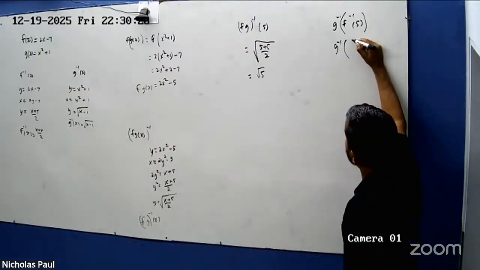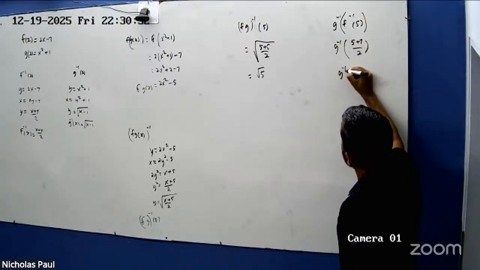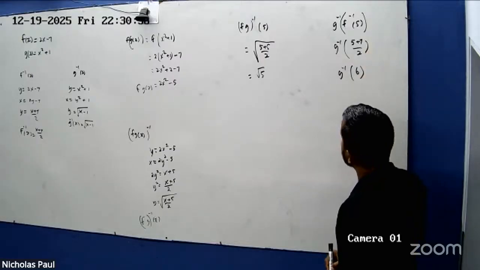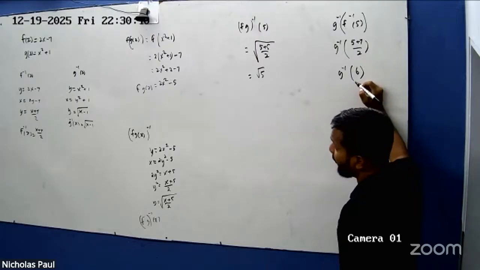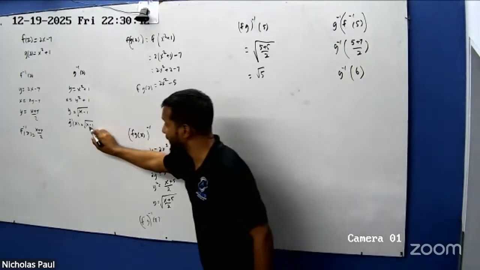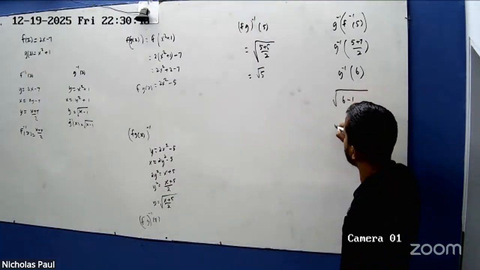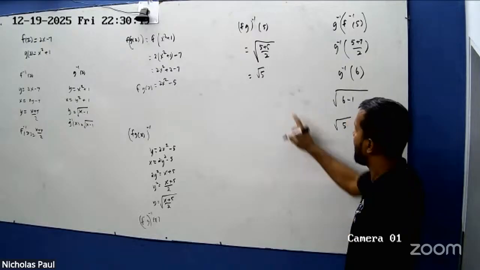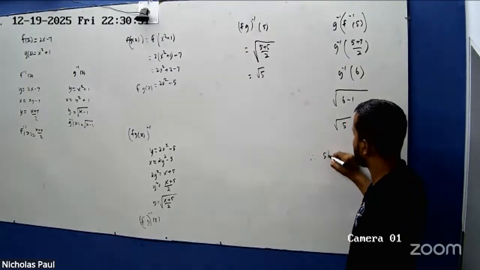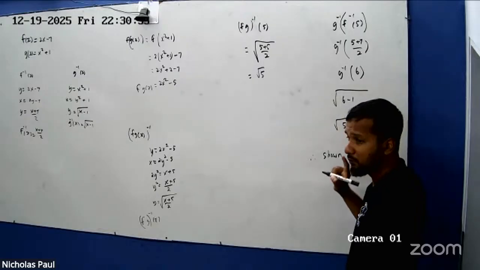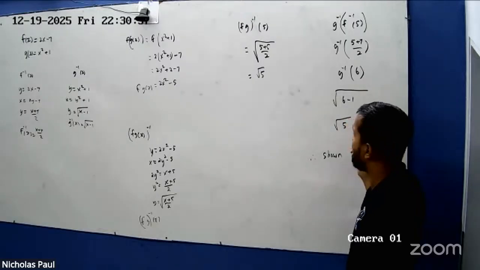F inverse 5 will be 5 plus 7 all over 2. So I got 12 over 2, which is 6. Then g inverse 6. Now, how do I get g inverse 6? I have to come back here and say, well, the square root of 6 minus 1, which is 5. They are equal, therefore, shown. Did you get all the way here? Online? Anybody got all the way here?